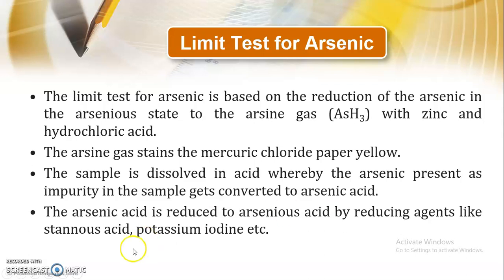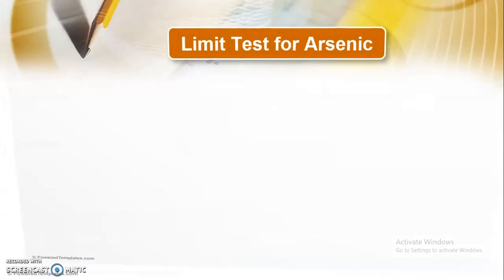So, how to remember this? If you see the spelling of arsenic, it has the letter C at the end, and in arsenious there is the letter S. If we arrange alphabetically, C comes first. So, arsenic acid is formed first, and arsenic acid is reduced to arsenious acid by various reducing agents like stannous chloride, potassium iodide, etc. Here we are going to use zinc, which also acts as a reducing agent and converts arsenic acid into arsenious acid.